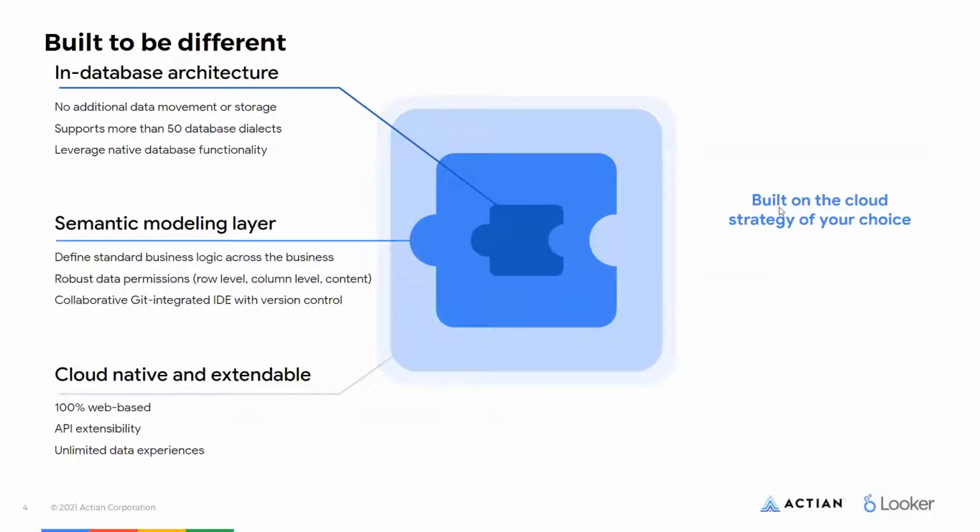At its core, Looker is a fundamentally different, modern way to do analytics. And that's based on a few key areas where Looker has focused our technology. First, Looker has an in-database architecture. This means that no data needs to be extracted or moved from the database or warehouse before analysis. Looker supports more than 50 unique database dialects, so whichever database you choose, Looker can leverage it. And Looker can take advantage of native database functionality, such as working with JSON data, data permissions, and any other advanced functionality that your database provides.